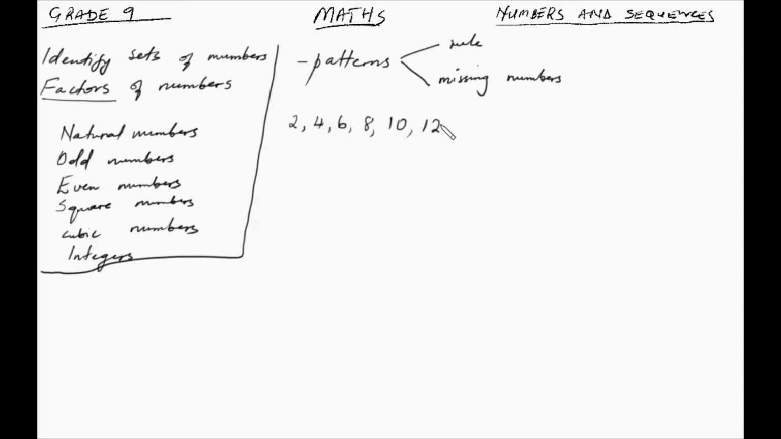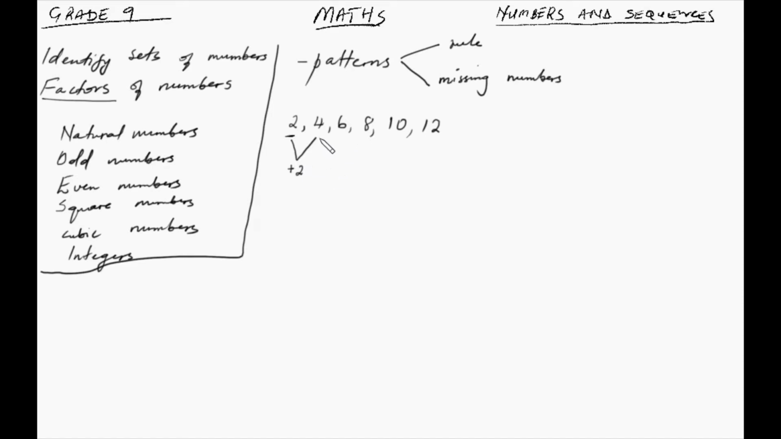So there is a pattern. Let's look at the pattern. If you have the first number, how do you get to the second number? From the second number, how do you get to the third? From the first number to the second number, what happens? I just add 2, right?